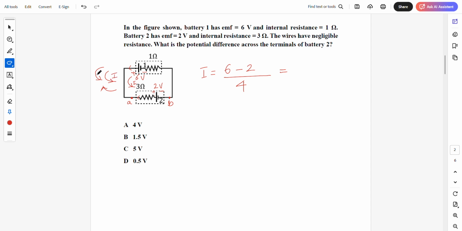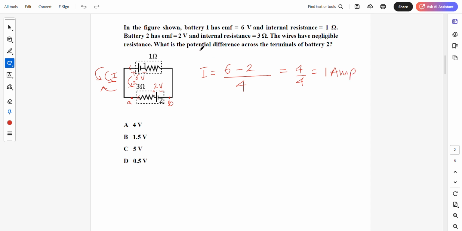Because this is 6 volts and this is 2 volts, 6 minus 2 volts divided by total resistance. Both are in series. 3 and 1 are in series because the same current is flowing in this circuit. 4 by 4, how many amperes? 1 ampere of current is flowing in this circuit.